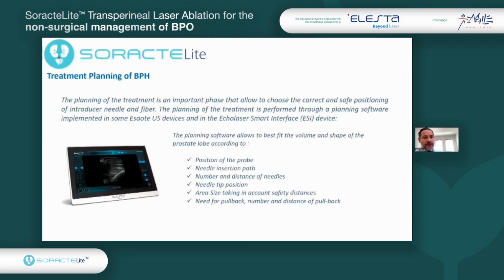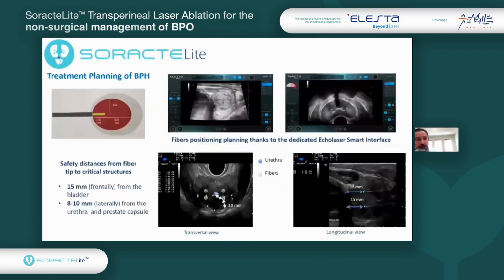The treatment planning for BPH is a very important phase. When we perform the ultrasound examination, we have to keep in mind where to position the probe, what the needle insertion path is, the number and distance of the needles, where to place the needle tip, and also the area size, taking into account the safety distance from the capsule, from the bladder neck and from the urethra. And then if we need to pull back at the end of the first phase of the procedure, just to treat a greater amount of the gland. And this is basically what we do.